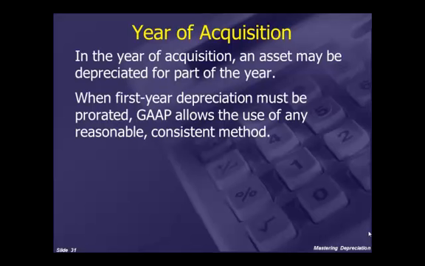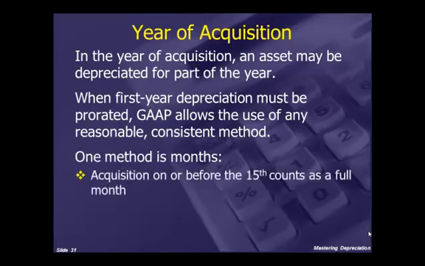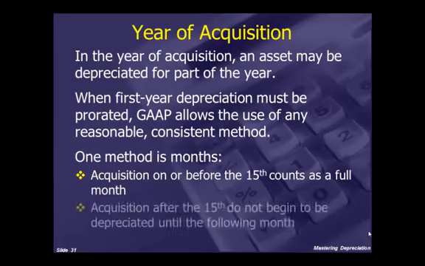So, when you have to prorate that first year, GAAP, generally accepted accounting principles, allows the use of any reasonable, consistent method to do the prorating. One method is based on months. Acquisition on or before the 15th of a month counts that month as a full month. Acquisition after the 15th of a month, you do not count that month. You begin the depreciation the following month. So if an asset is acquired January 14th, you count January because that's within the first 15 days of the month. If it's acquired January 16th, then you do not count January. You would start your depreciation with the beginning of February because January 16th is the last half of the month of January.